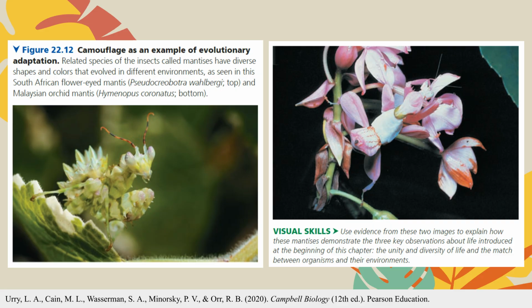Camouflage is an evolutionary adaptation. Different mantis species have body shapes and colors that match their environments, such as flowers or leaves. Individuals that were harder to see were less likely to be eaten and more likely to survive. These traits were inherited by their offspring.